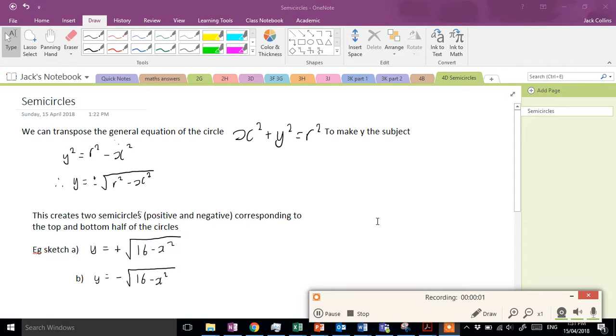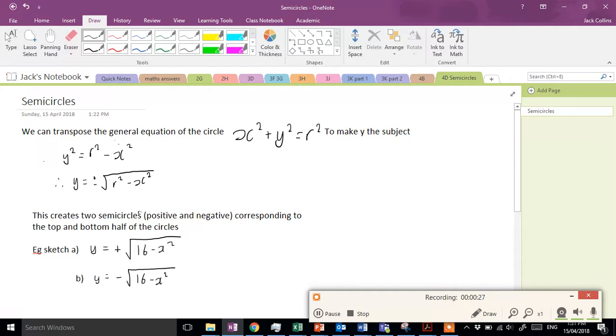Hi guys, so today we're just going to continue on with looking at exercise 4D and go on to semicircles here. So semicircles, you'll know, is half a circle. And we can find a semicircle by simply transposing the general equation of a circle, which we learned from last class, x squared plus y squared is equal to r squared, where r is the radius, to make y or x the subject.